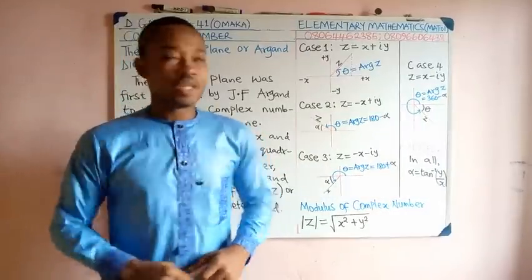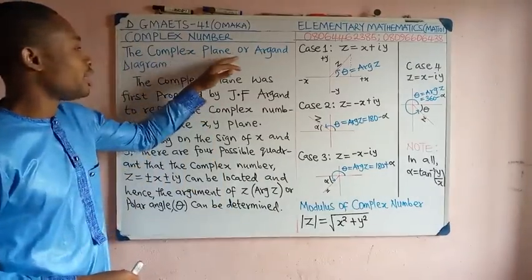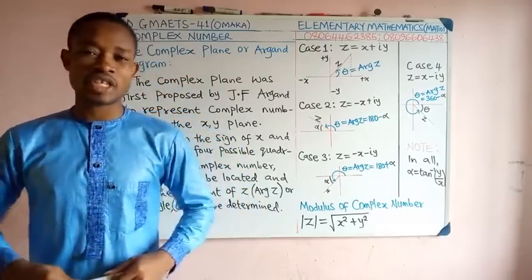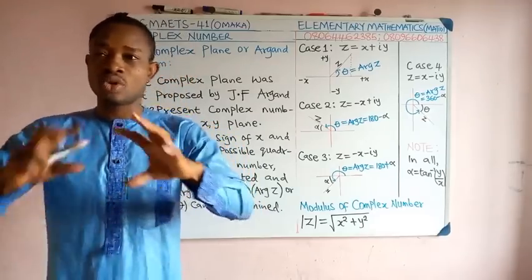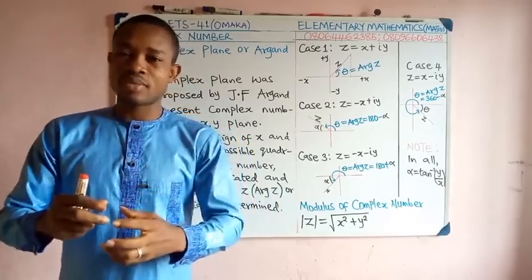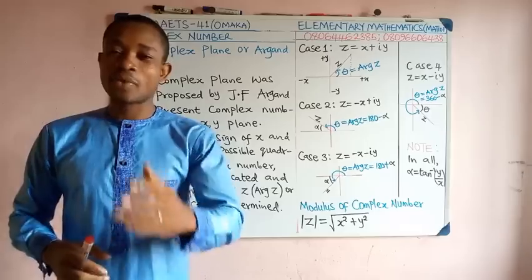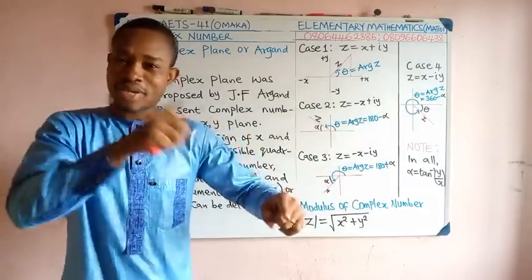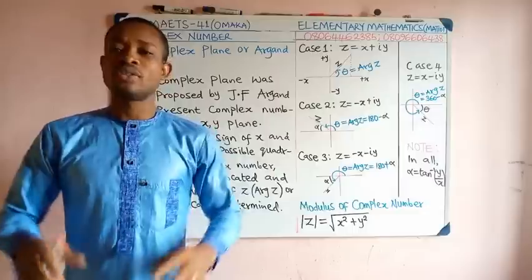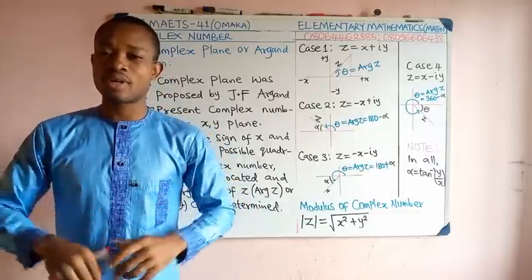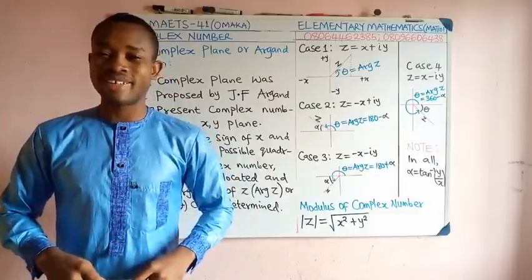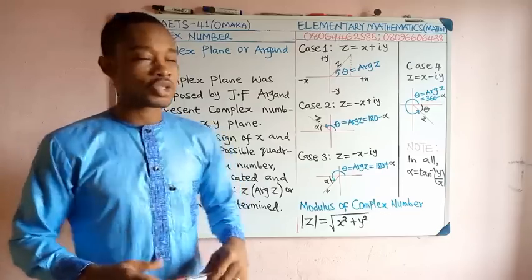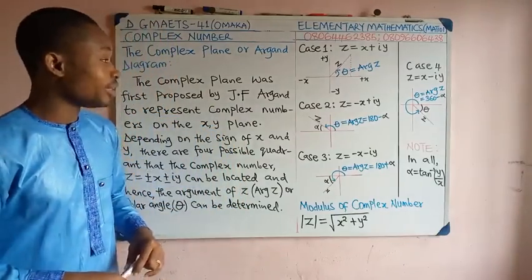In this video, we now want to look at the complex plane, also known as the Argand diagram. This is a plane proposed by J.F. Argand in an attempt to represent a complex number on a plane. Just like we can represent a real number on a straight line, a horizontal real number line, where you start putting numbers, in a similar way, for a complex number, we can show it on a diagram. It's a plane known as the Argand diagram, or simply the complex number plane.